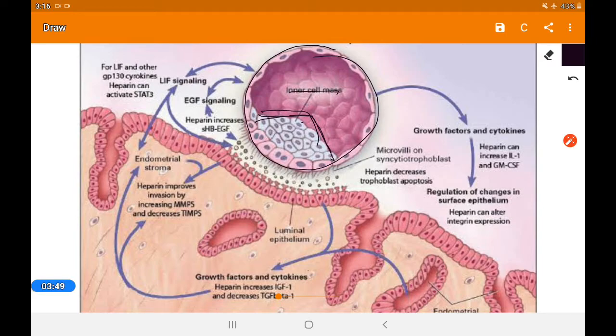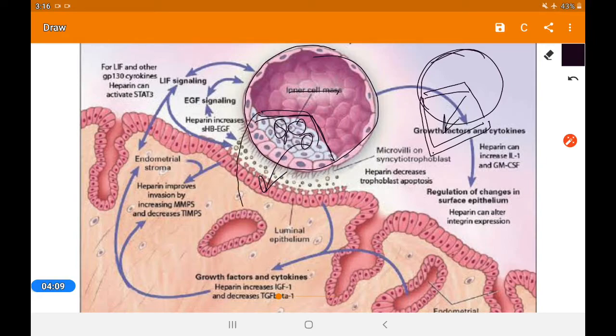This trophoblast, all these cells, turn in the opposite direction. It means here is the blastoderm, here is the trophoblast cell. Now it goes to the opposite side of it. It means this cell will enter inside, and in that way it will connect firmly.